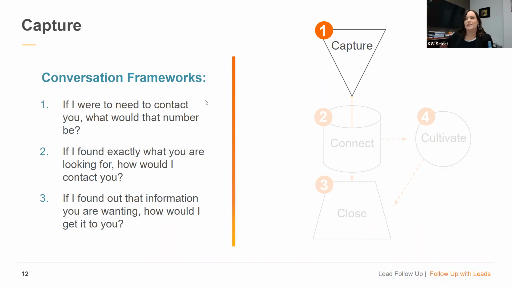So you want to ask, if I were to need to contact you, what would that number be? If I found exactly what you're looking for, how would I contact you? And if I found out that information you're wanting, how would I get it to you? Those are just a couple of ways to word it when you're talking to someone to actually gather that information, instead of just being like, can I have your phone number? Can I have your email? You're offering value. How am I going to send you this stuff?